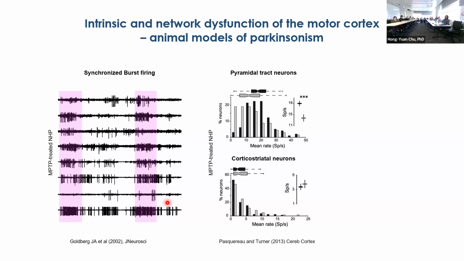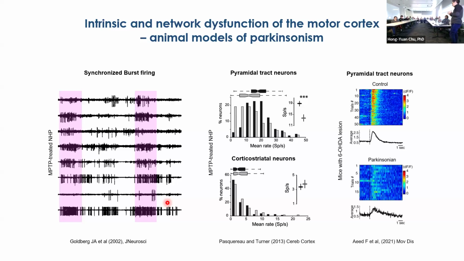They put a lot of effort into identifying different subtype neurons in the cerebral cortex, and they identified the pyramidal tract neuron and the corticostriatal neuron based on their projection to the pontine nuclei or brainstem versus striatum. They noticed that the reduced firing frequency only occurred in the pyramidal tract neuron, or PT neuron, but not in the corticostriatal neurons. This data further suggests that the change is still subtype selective.